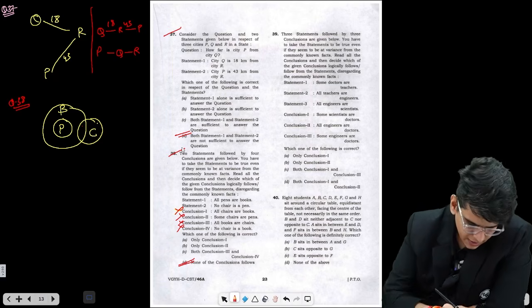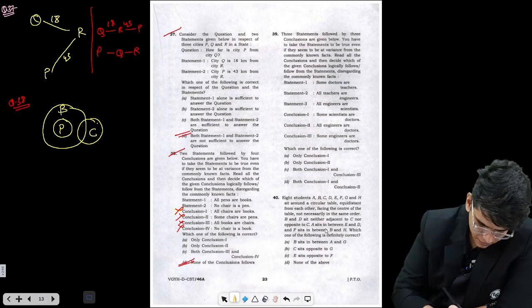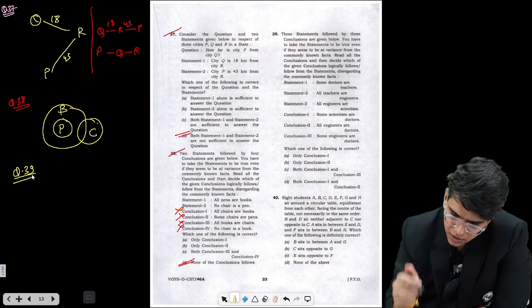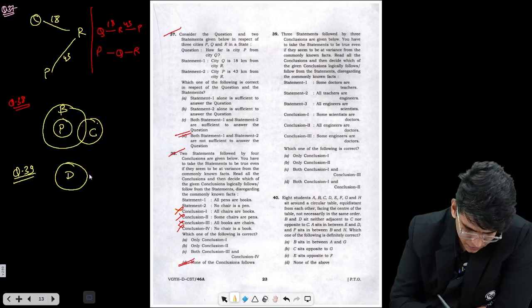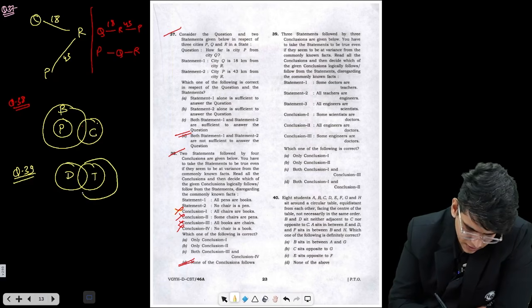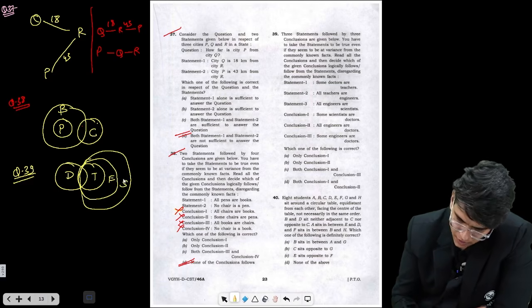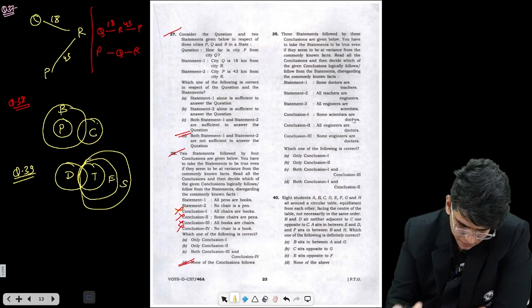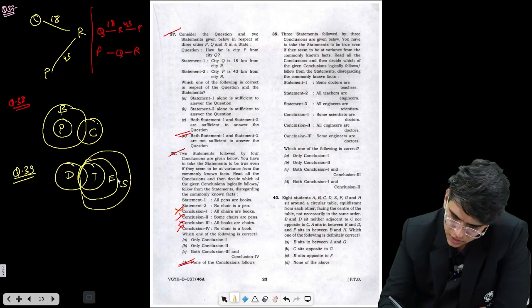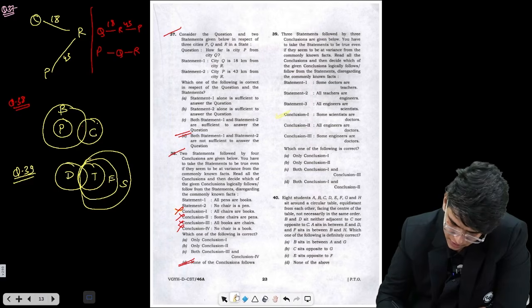Here I am solving question number 39. Two statements followed by 3 conclusions. Some doctors are teachers. All teachers are engineers. And all engineers are scientists. Conclusion: some scientists are doctors. Basically, some doctors are teachers, all teachers are engineers, and all teachers are scientists also. So some doctors will be scientists. So this is correct. Conclusion 1 is correct. Some scientists are doctors for sure.